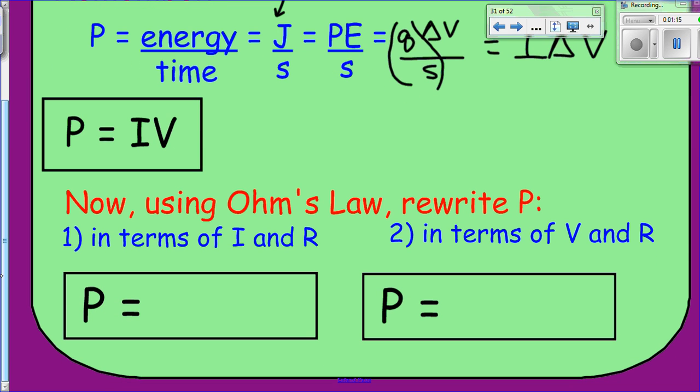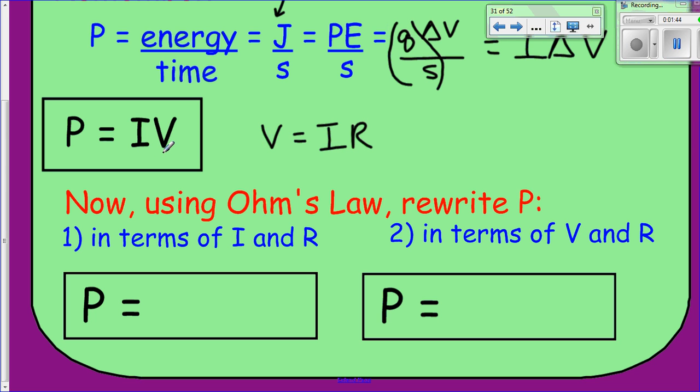Now, we also learned in the last video Ohm's law, and Ohm's law was V equals I times R. We're going to use this to rewrite power, one in terms of I and R, and two in terms of V and R. So let's do the first one. The first one is asking us to rewrite the power equation, which is right here, but only in terms of current and resistance. In other words, it wants us to change the voltage.